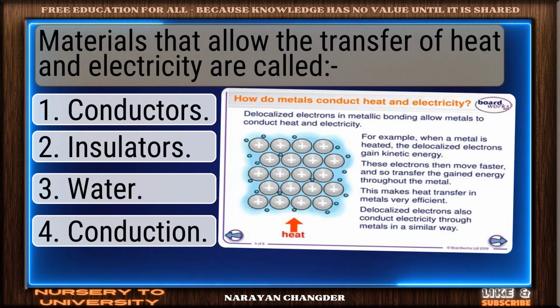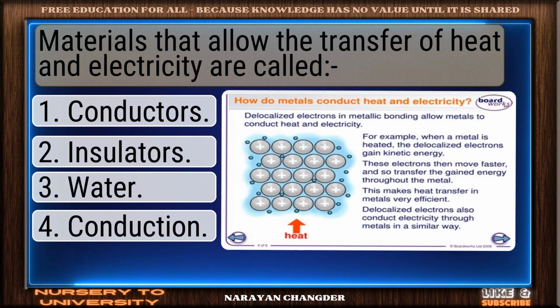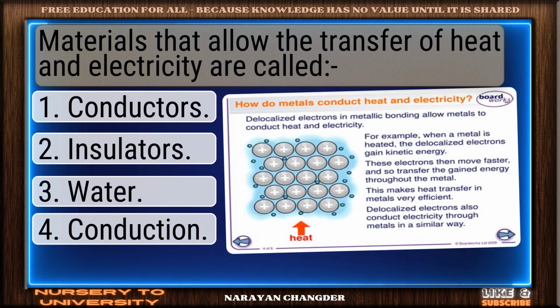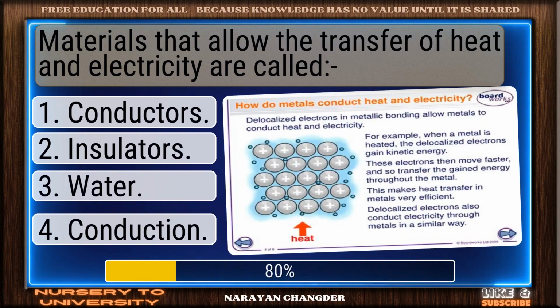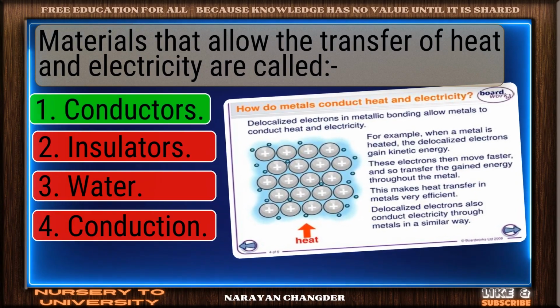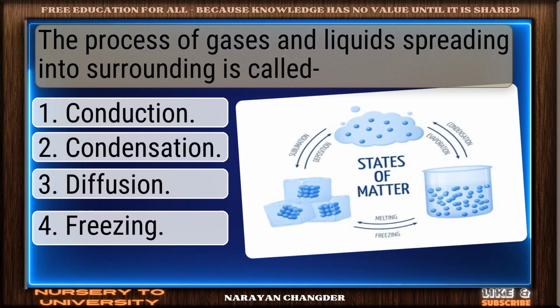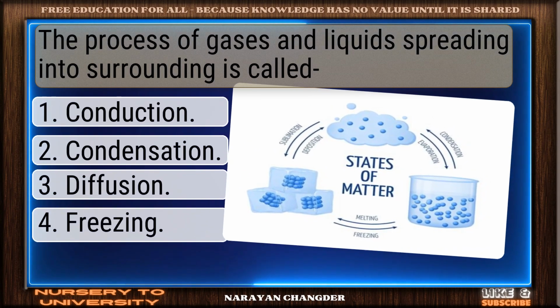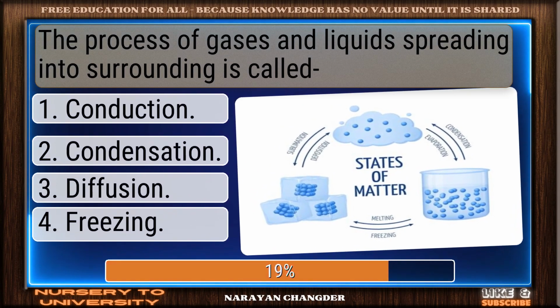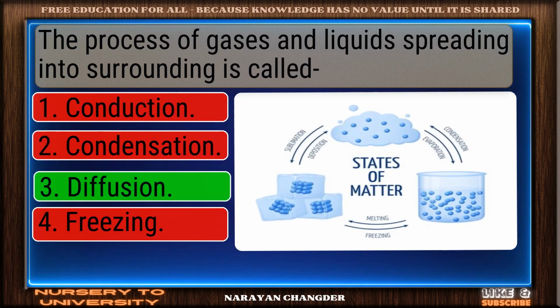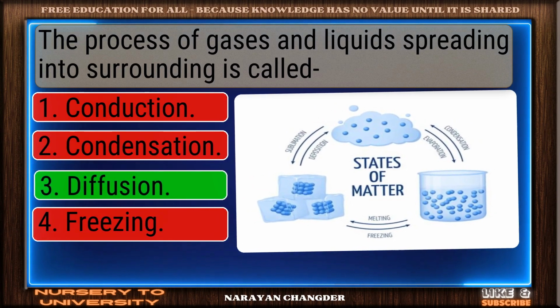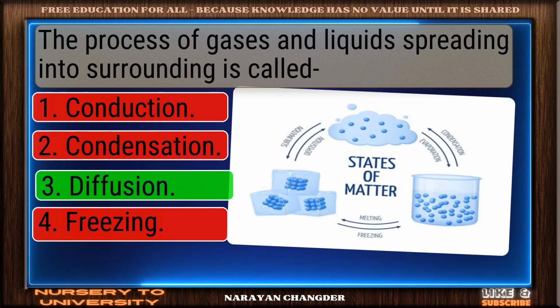Materials that allow the transfer of heat and electricity are called. Excellent choice. Conductors is the right answer. The process of gases and liquids spreading into surrounding is called. You're right. Diffusion is the correct answer.